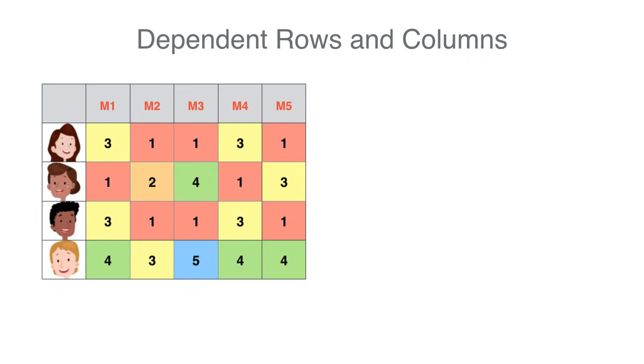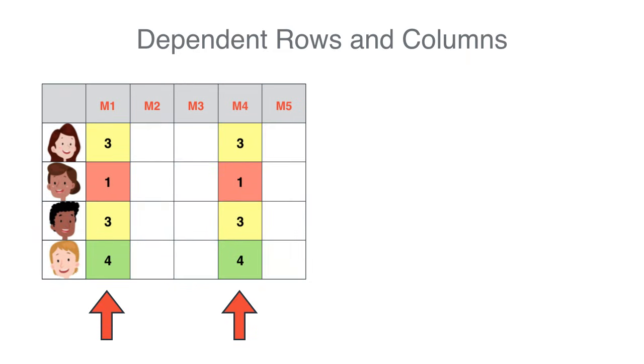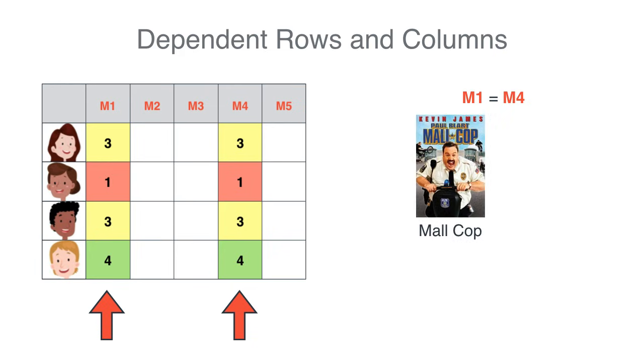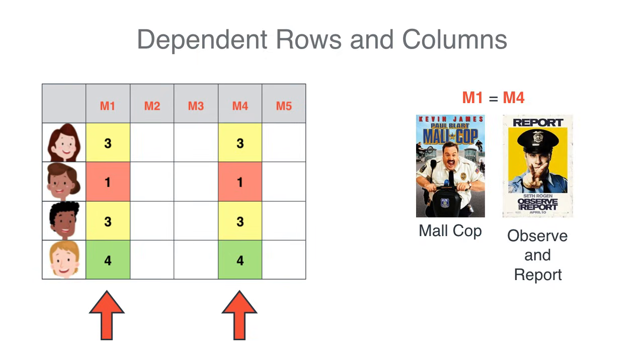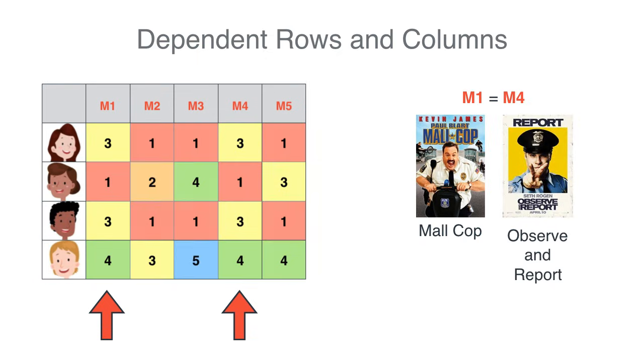Now, can we find other dependencies in this table? Let's look some more carefully. Well, it seems that column 1 and column 4 are exactly the same. And what does that mean? That movie 1 and movie 4 are the same movie? Well, maybe not the same movie, but maybe they are very similar movies and people gave them similar ratings. Maybe movie 1 is Small Cop and movie 4 is that movie with Seth Rogen about a cop in a mall. So those things could happen too.